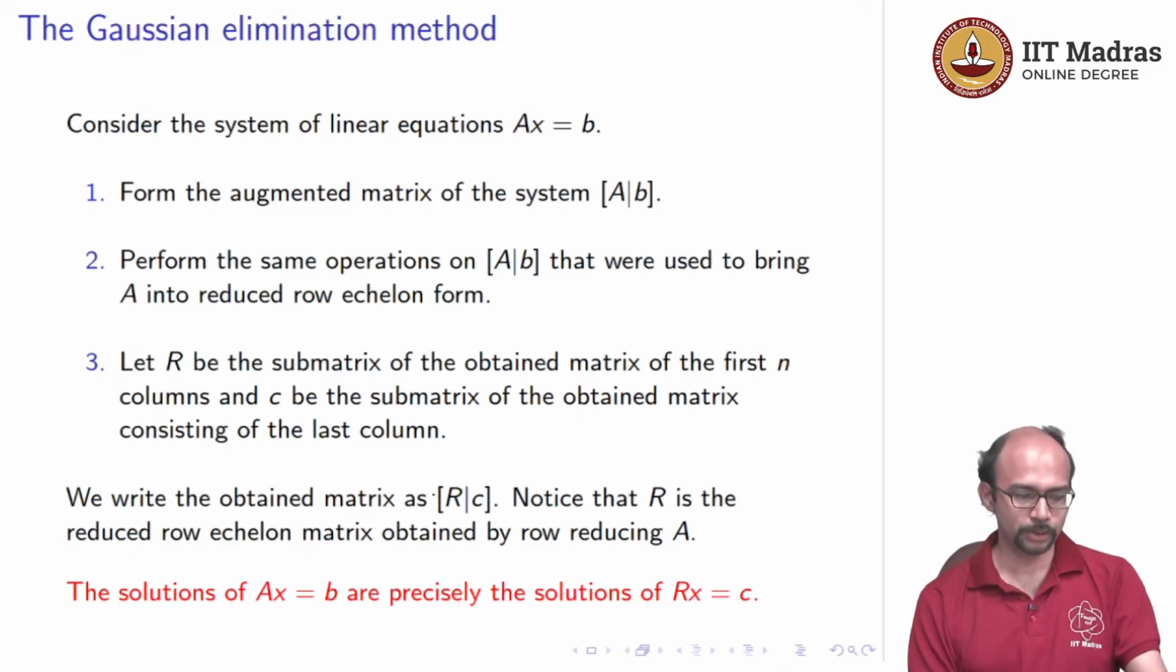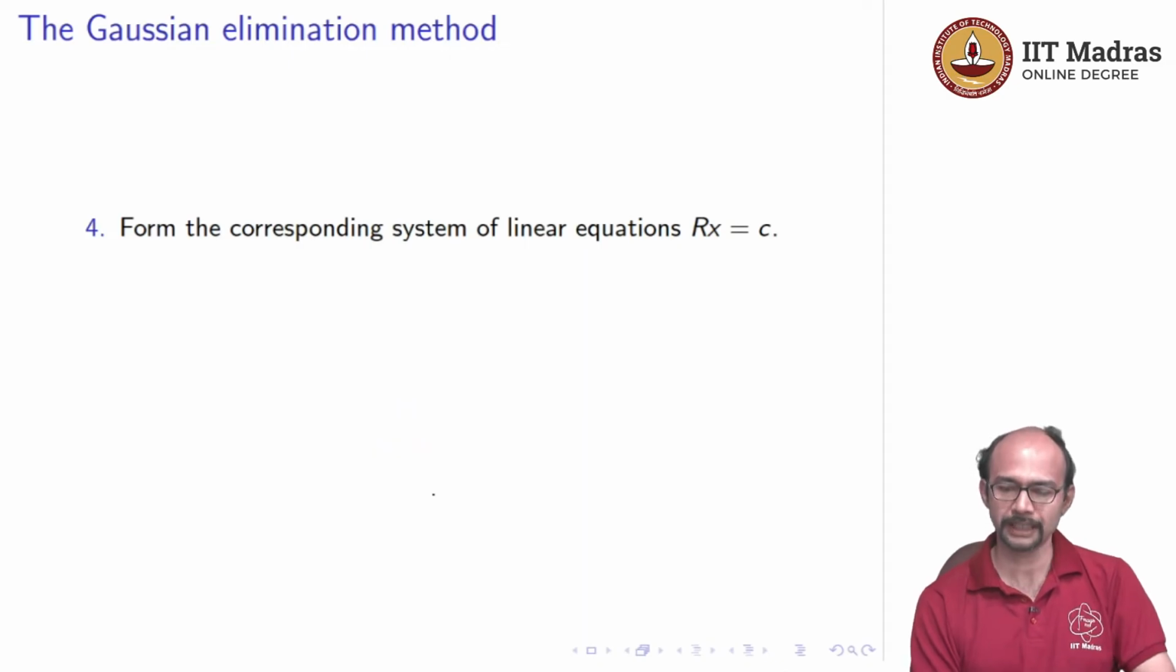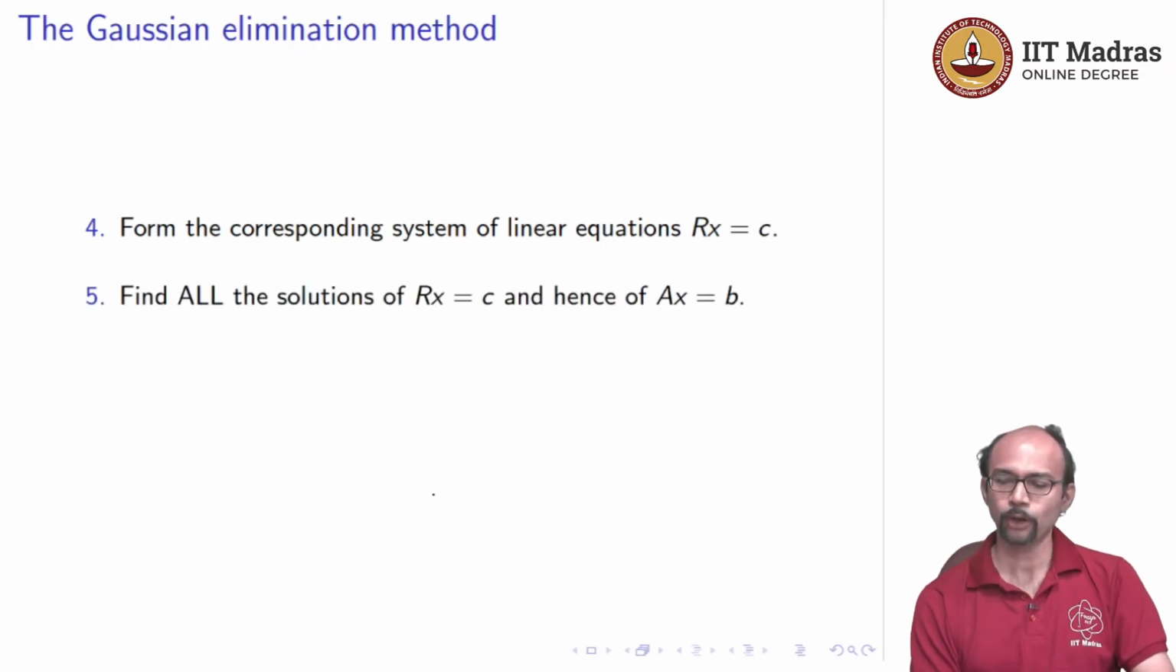Now, if you think a little about what's happening, you can see that we are already done here. From here I can finish off how to find the solutions of Ax equals B. Let's list out the procedure entirely. Form the corresponding system of linear equations Rx equals C. Find all the solutions of Rx equals C and hence of Ax equals B. As we observed, the solutions of Ax equals B are exactly the same as the solutions of Rx equals C. That was the punchline of the previous slide. If we find all the solutions of Rx equals C, then I know all the solutions of Ax equals B.